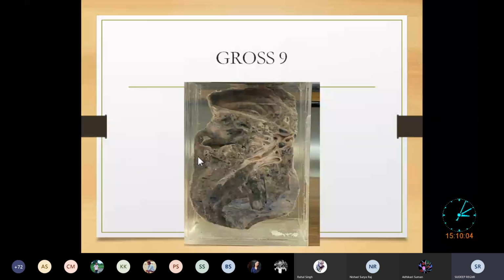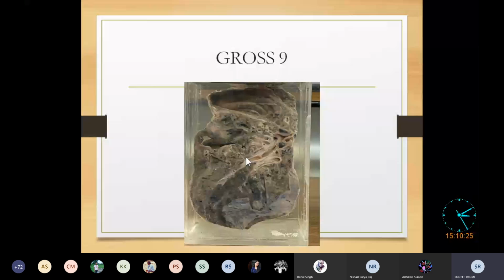Gross number 9. Someone please describe this. Bronchiectasis. Do you think it is a bronchiectasis? TB lung. TB lungs. Okay, very good. Why do you say it is a TB lung? Cavitation. Very good.